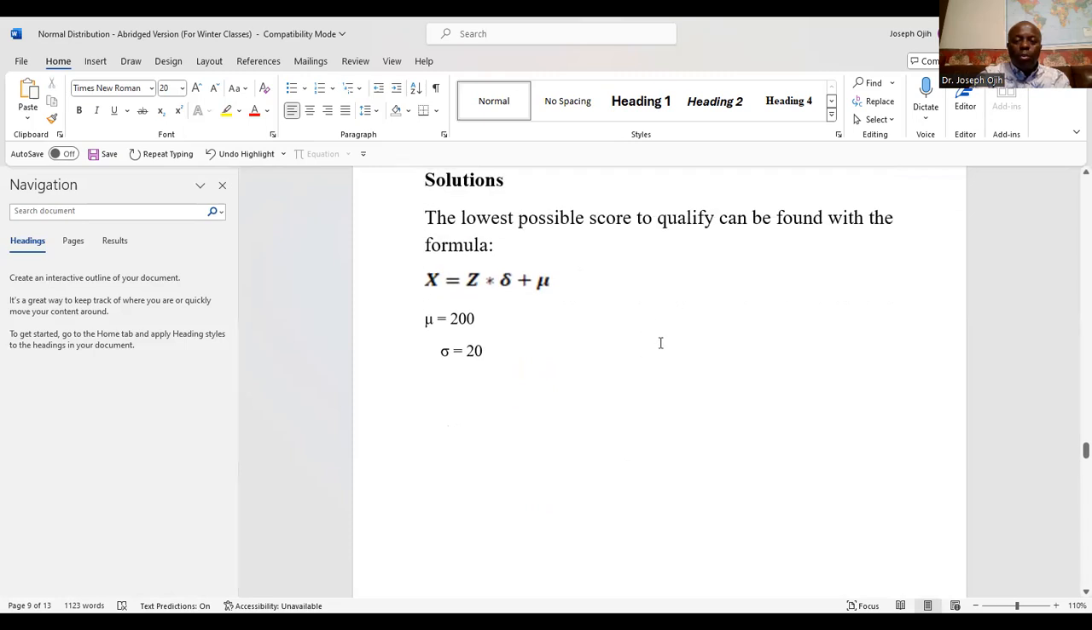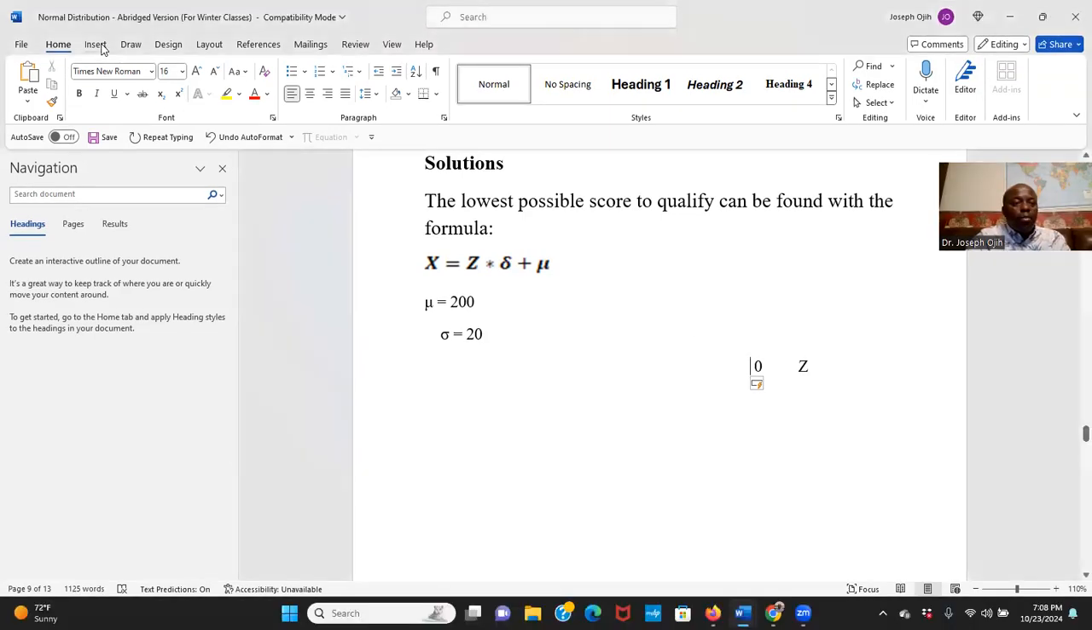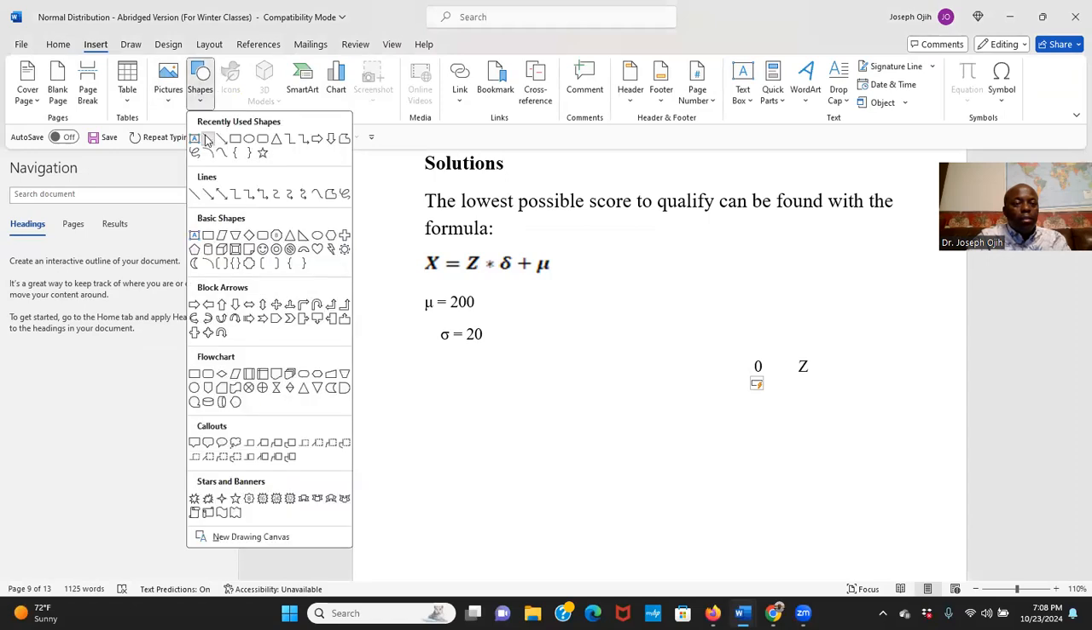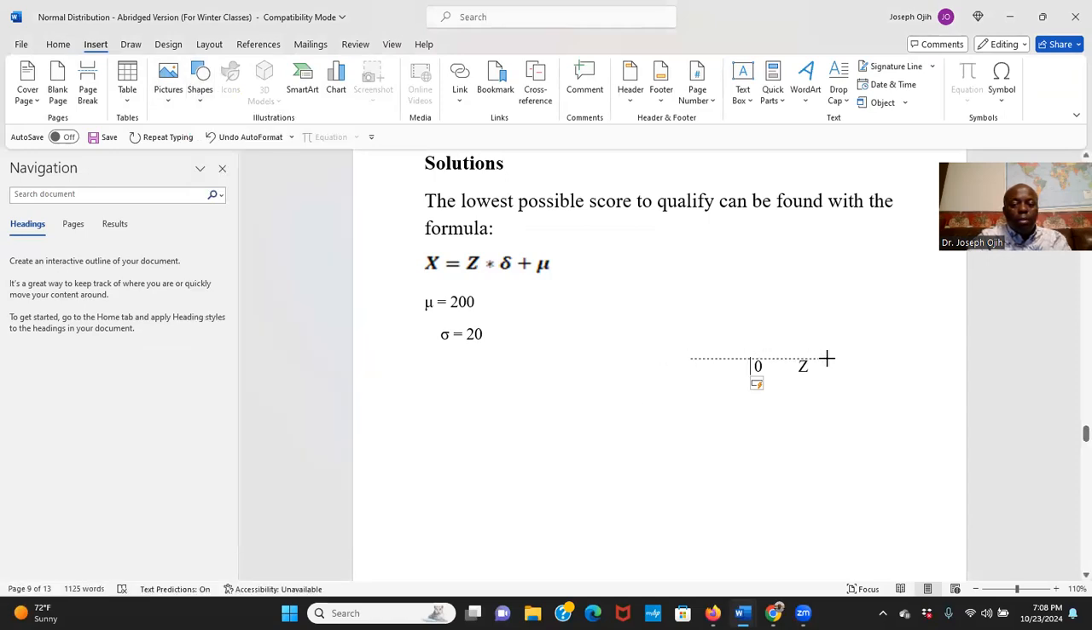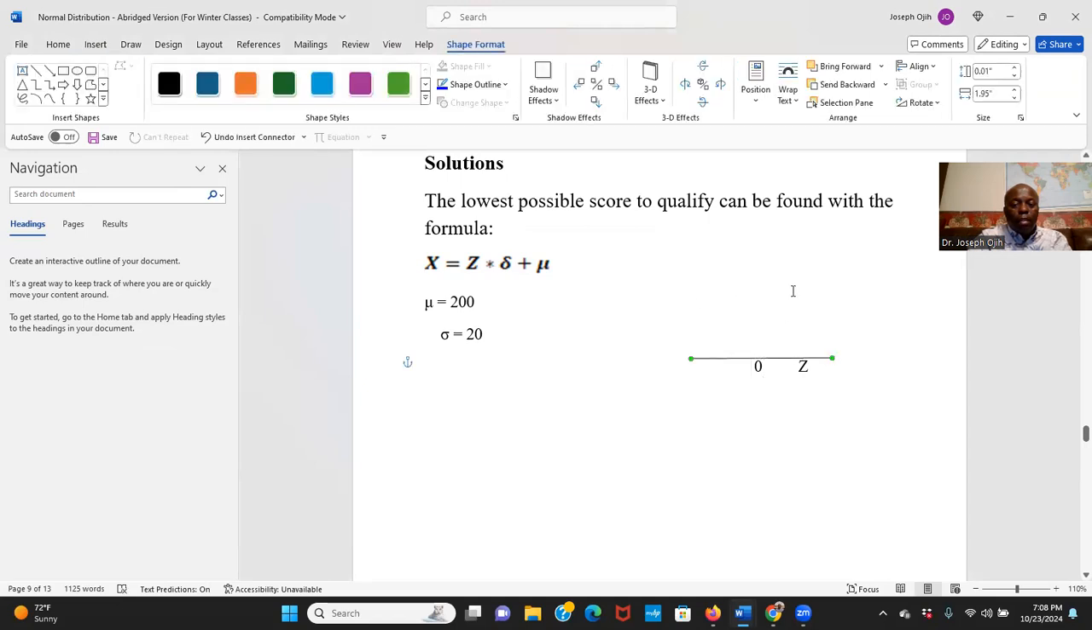So let me show you how it will look in diagrammatic form. I have our 0. We're looking for z here, right? To be able to solve this, we need a z first. And to get our z, we're gonna draw the chart first, look at the chart, and then put our bell curve.